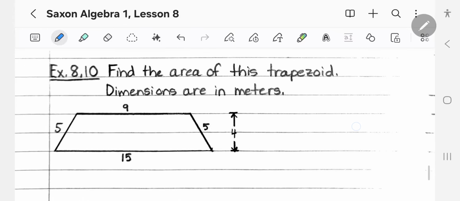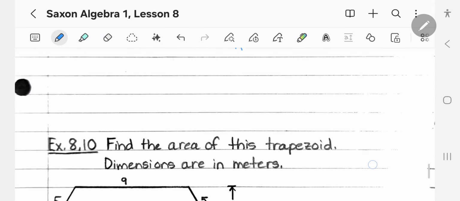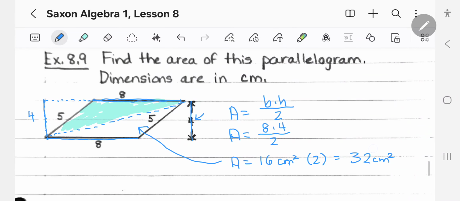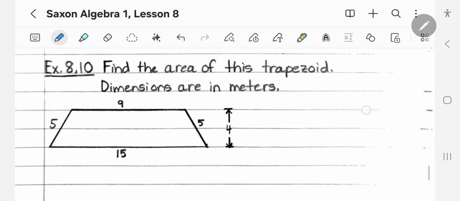Let's look at 8-10. This is a trapezoid. Now, we've talked about parallelograms and trapezoids before, but you can see the parallelogram has opposite sides that are parallel. It has 2 pair of parallel sides, but a trapezoid only has 1 pair of parallel sides. This side is parallel to this side. This side is not parallel to this side because if you extend them, they're going to intersect, right? So that's a trapezoid. So let's see, how can we divide this up?